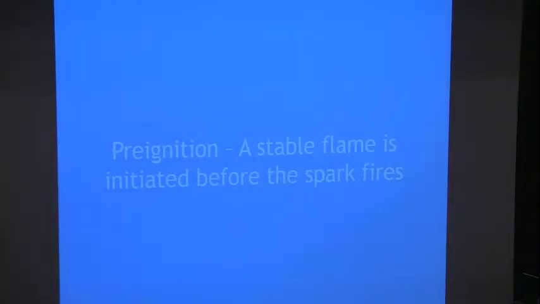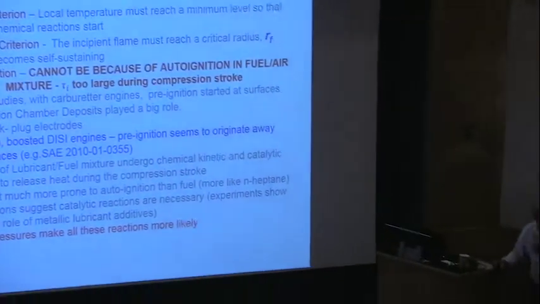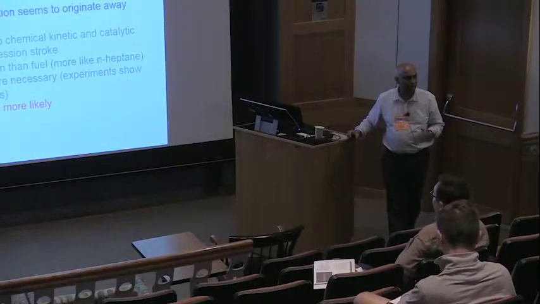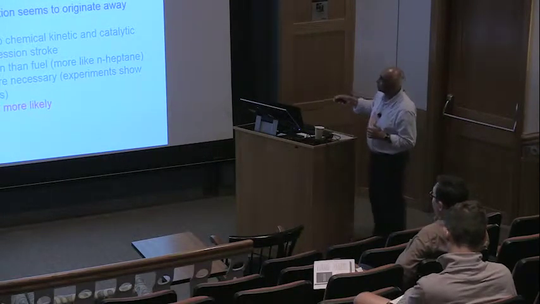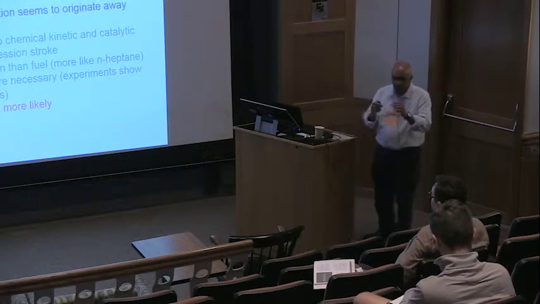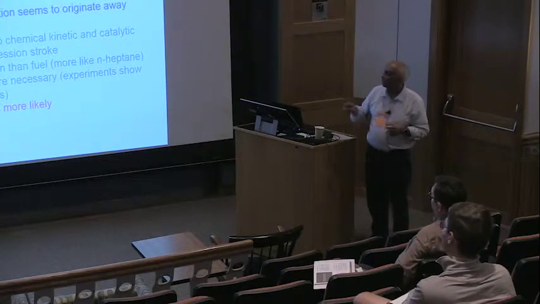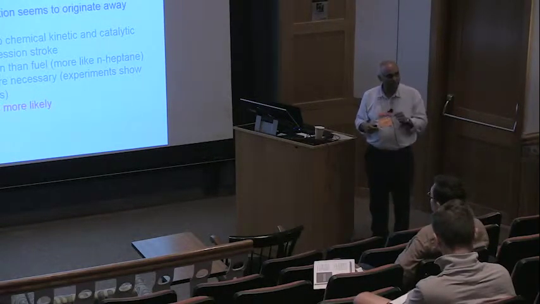Now, what is pre-ignition? Pre-ignition is basically establishing a stable flame before the spark plug fires, and again there is fundamental combustion theory from many years back, which shows that the criteria for successful flame initiation are, first, an ignition criterion, which means the local temperature should increase sufficiently that you start a runaway chemical reaction. But that is not sufficient. There is an initiation criterion, which requires that the initial flame that you get from this ignition must reach a critical radius before it becomes self-sustaining. But if it is smaller than that, it will just collapse and die.